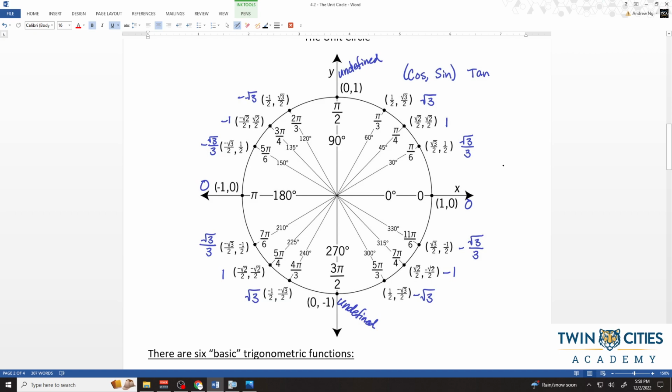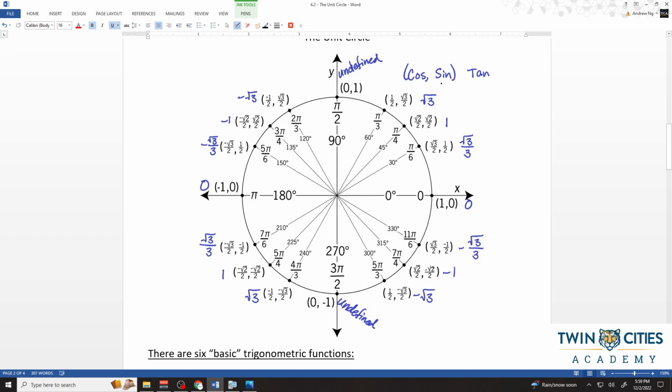Now, why this is useful is because I can actually use the points on the graph to determine what the cosine, sine, and tangent are of these angles. When I look at, say, π/6, if I want to find the cosine of π/6, then that's going to be the x value of this point. So the cosine of π/6, or the cosine of 30 degrees, if we're using degree measure, is the x value, so this is √3/2. The cosine of π/6 is √3/2.